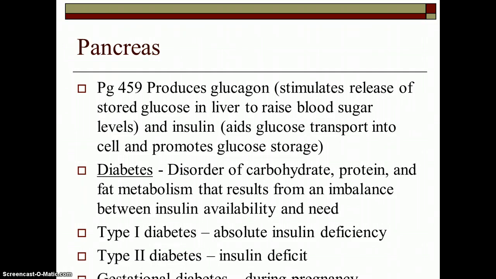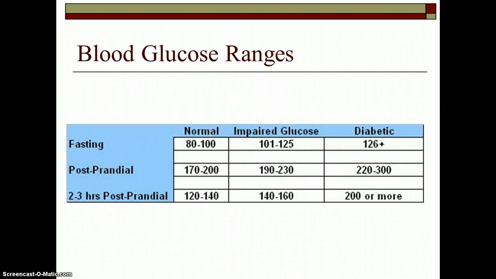Type 2 would be where we have insulin deficiency. All right, and then we have gestational diabetes. So gestational diabetes only occurs during pregnancy. So think gestation, pregnancy, and then it would just be diabetes that occurs during pregnancy.